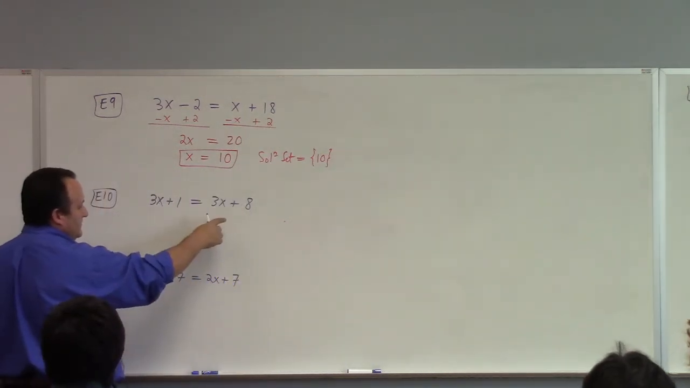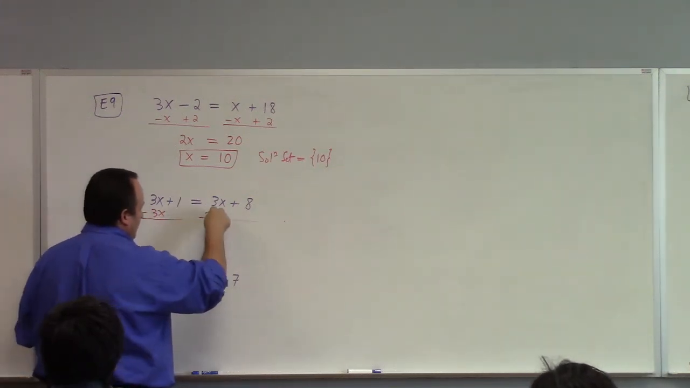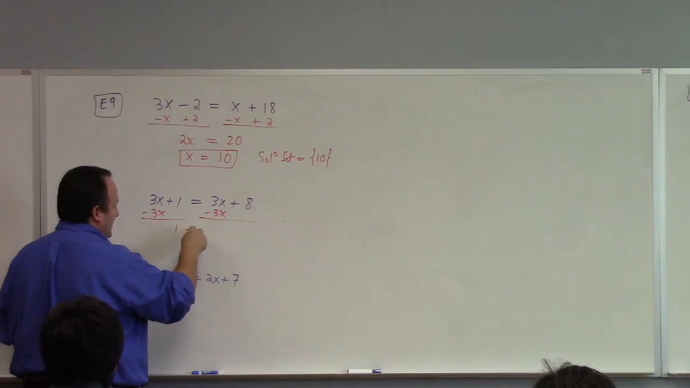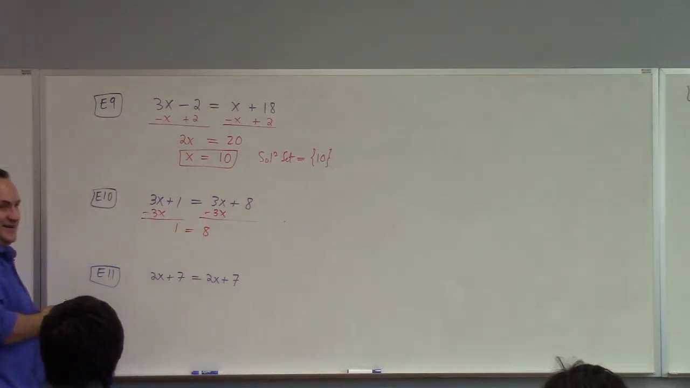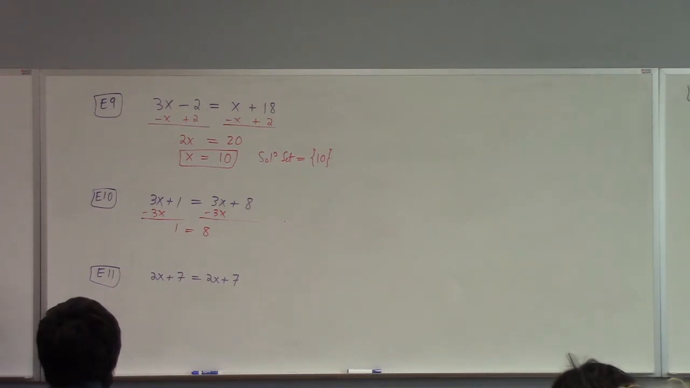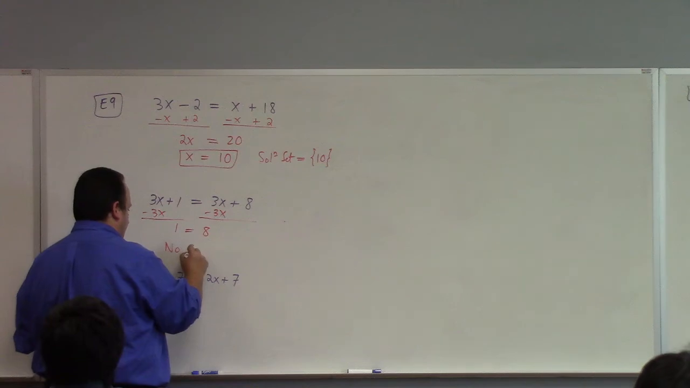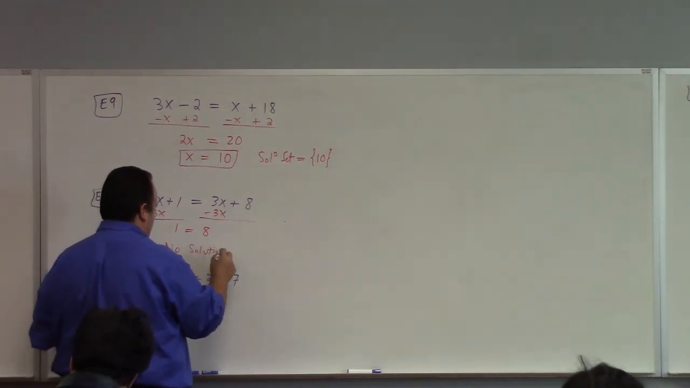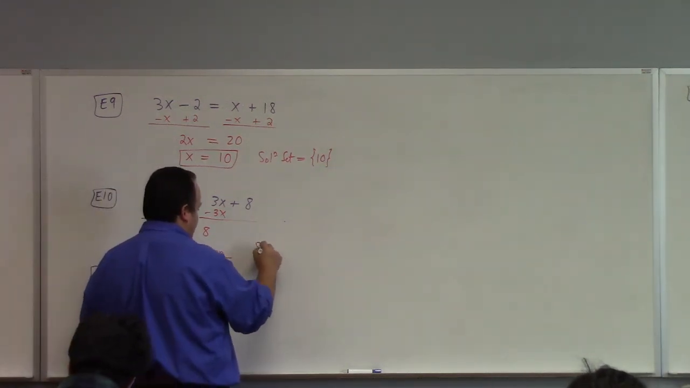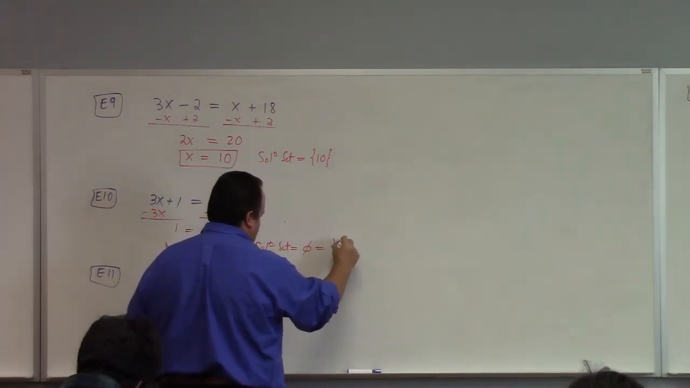So what if we subtract 3x from both sides, what do you get? You get 1 equals 8. No, right? This is a contradiction. This is an absurdity. So what this means is that there is no solution. Or the solution set is what? It is the empty set. It's the set which contains nothing.